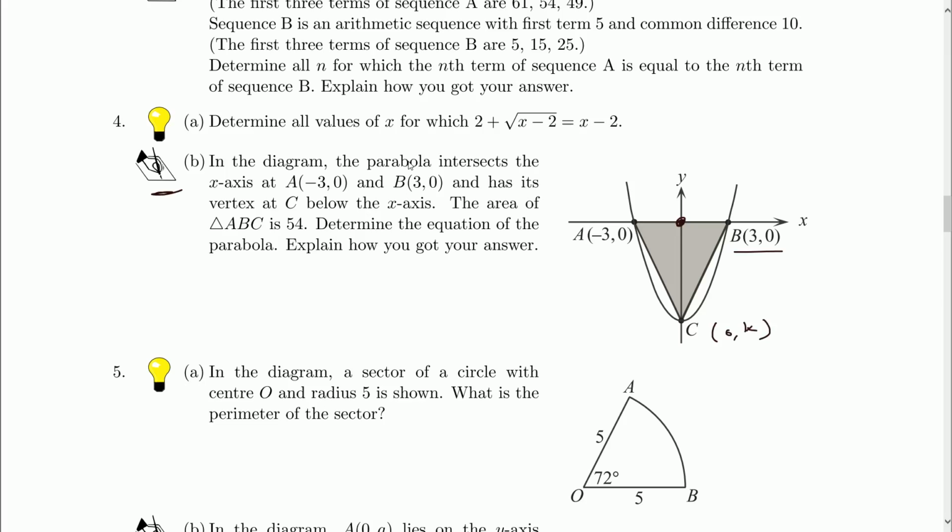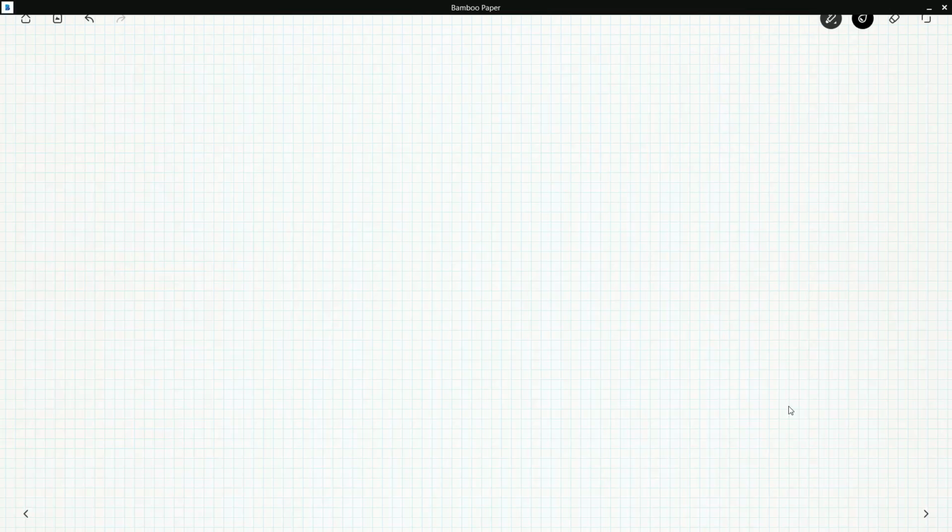So this guy here is 0, something. But what else are we told? The area of triangle ABC, so what they have shaded in here for us, is 54. Well, I can tell you the base right here is 6, and the height is going to be this k value, so I think we could probably work out k from there. We're being asked to determine the equation of the parabola, and of course explain how you got your answer. So, what can we do here? Well, we're going to draw our picture in our notepad, first of all.